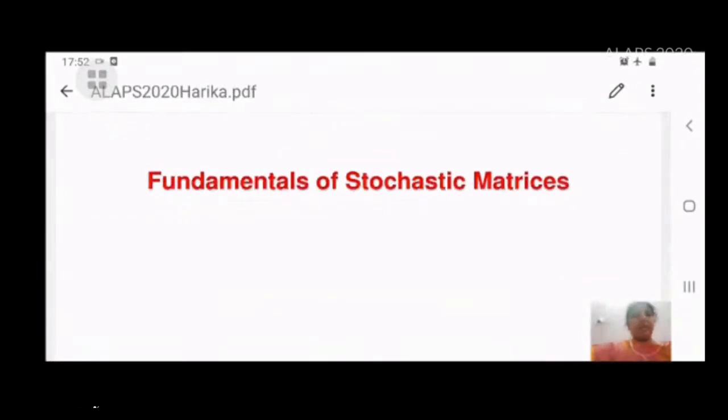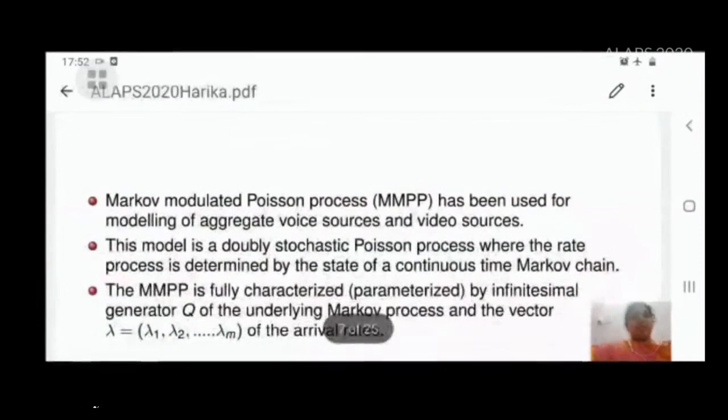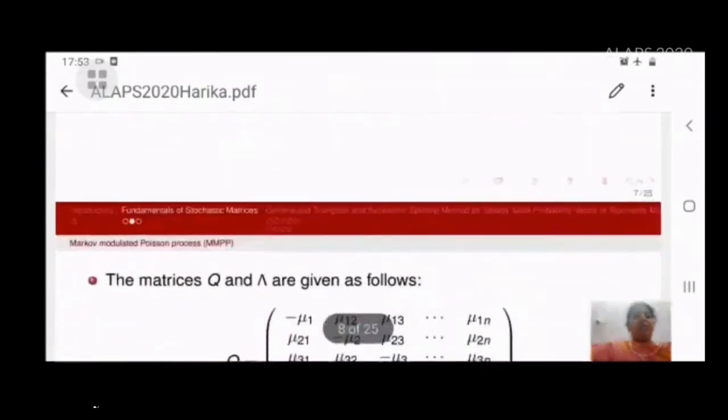Fundamentals of stochastic matrices. Markov modulated Poisson process has been used for modeling of aggregate voice sources and video sources. This model is a doubly stochastic Poisson process where the rate process is determined by the state of a continuous time Markov chain. The Markov modulated Poisson process is characterized by the infinitesimal generator Q of the underlying Markov process and the vector lambda of the arrival rates.